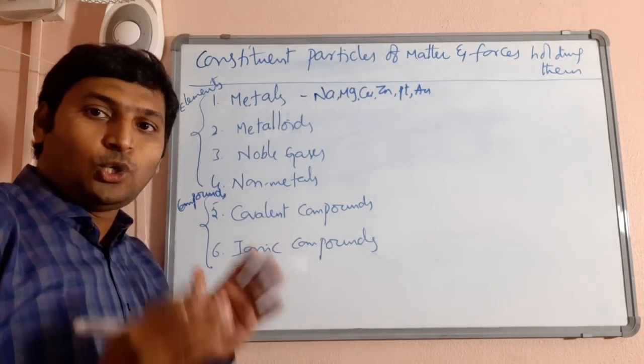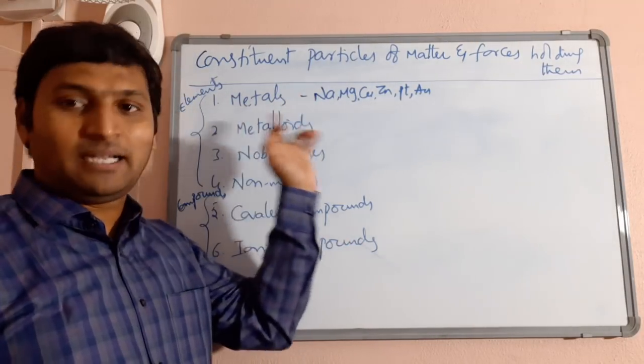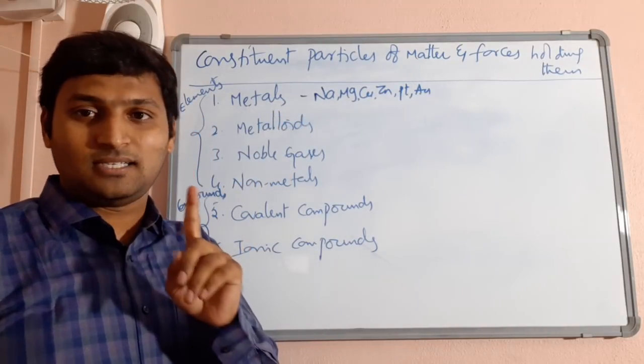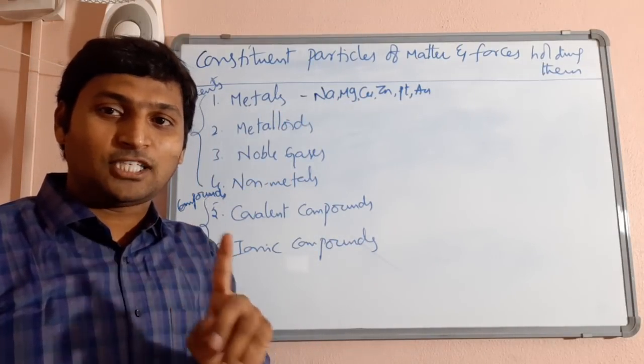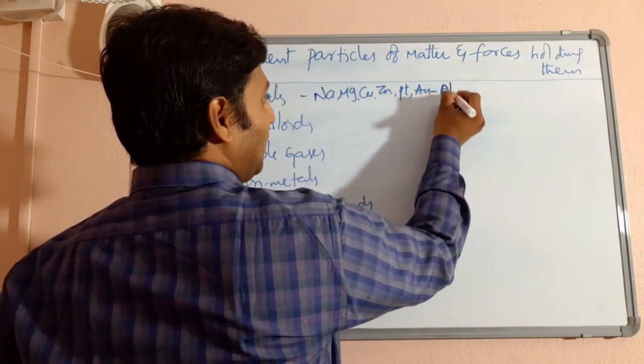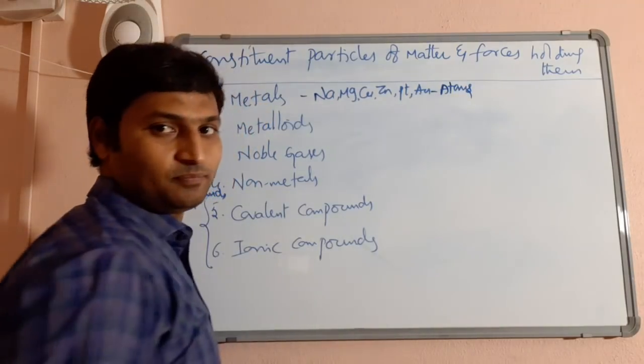Now, to represent any metal, what are we writing? We are writing symbols. Symbols are representation of one atom of an element. That's why metals are made up of atoms.